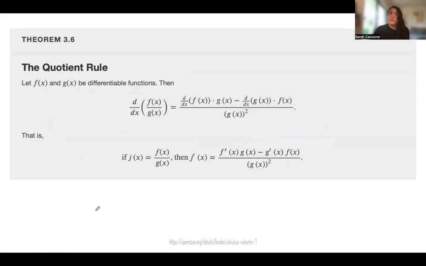Okay, now what if it's not multiplication? What if it's division? Sometimes you can't get rid of the division. Sometimes it's just like x plus 1 over x minus 5, and there's no way of simplifying it. Well, then we have something called the quotient rule.